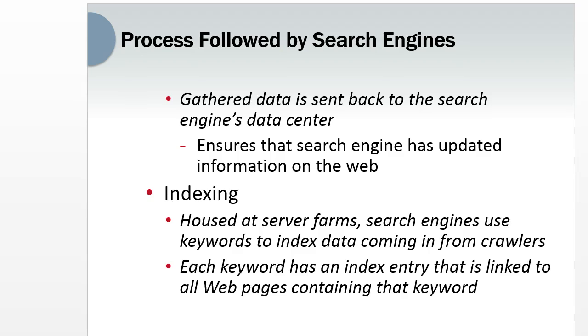For example, a company selling a picture frame includes the term picture frame on its website several times. The indexing process recognizes the frequency of that and creates an index entry for the term picture frame. The index entry is linked to the company's website along with other sites containing the term picture frame as well.